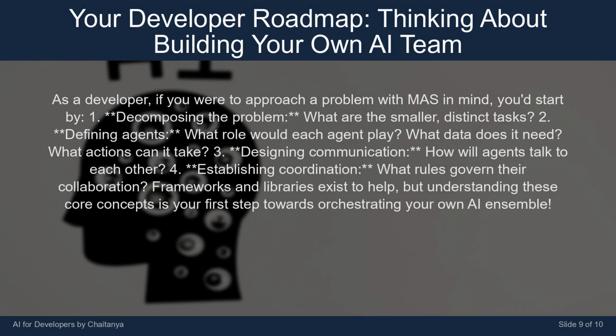As a developer, if you were to approach a problem with MAS in mind, you'd start by 1. Decomposing the problem. What are the smaller, distinct tasks? 2. Defining agents. What role would each agent play? What data does it need? What actions can it take? 3. Designing communication. How will agents talk to each other? 4. Establishing coordination. What rules govern their collaboration? Frameworks and libraries exist to help, but understanding these core concepts is your first step towards orchestrating your own AI ensemble.